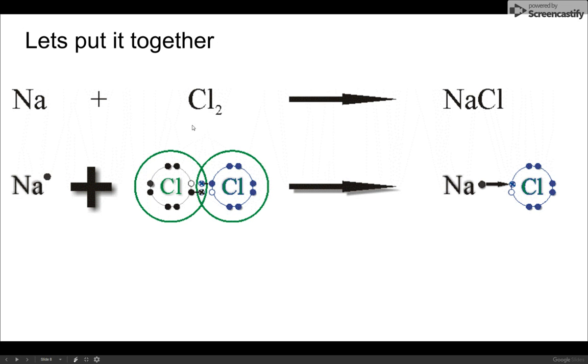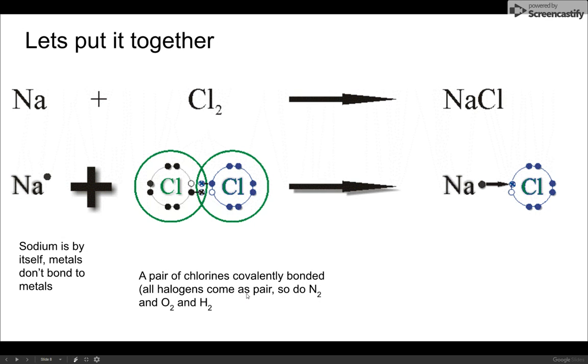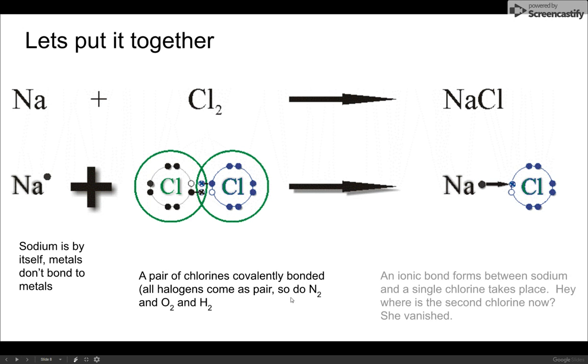Now, the bonding rules say that when Chlorina and Chloretta meet sodium, only one of them can bond to the sodium. So what we have here is a single sodium metal atom because they don't bond to themselves. The pair of chlorines going, come play with us. And a happy marriage takes place on the right.